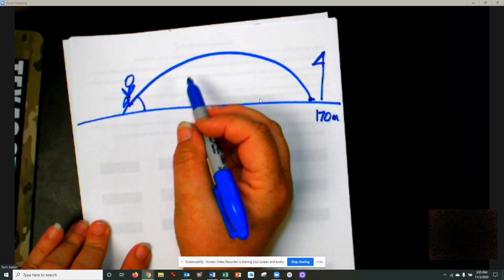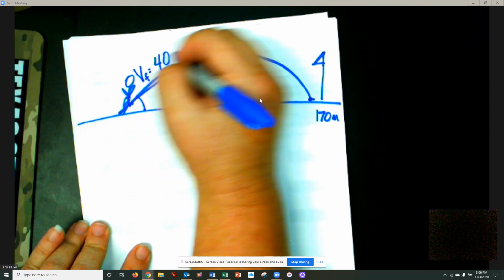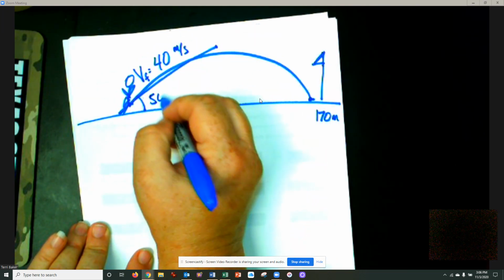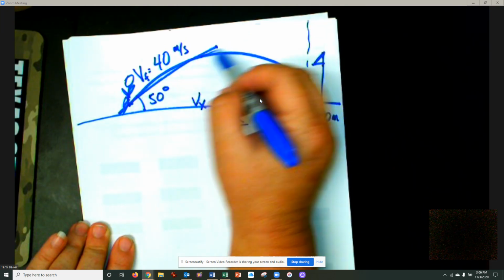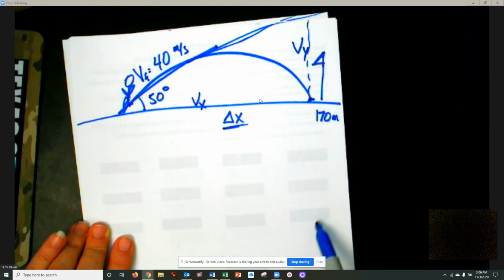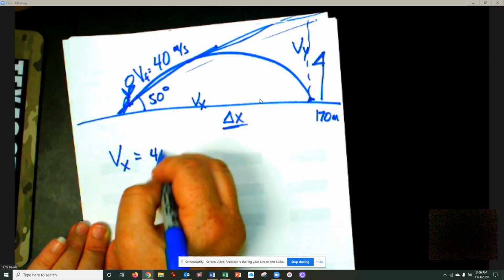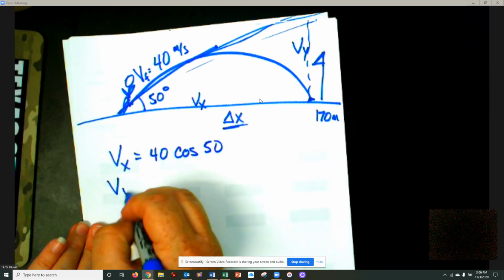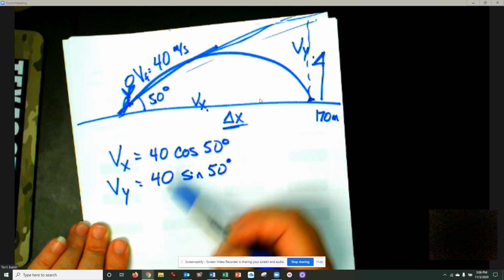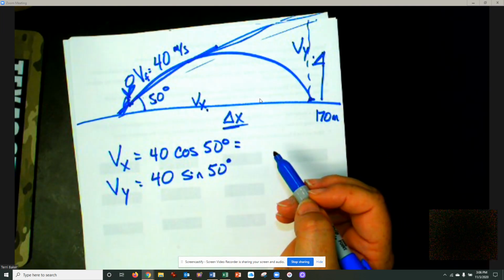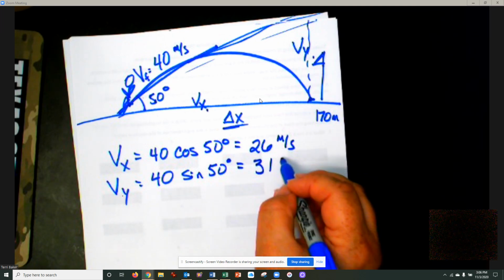So we know that the initial velocity is 40 meters per second, and we know it's a 50-degree angle. So in order to get to this, we need to know the velocity in the x direction, and we need to know the velocity in the y direction, and we know the angle, and we know the hypotenuse. So velocity x is going to be 40 times cosine 50, and the y direction is 40 sine 50. Opposite, this is the adjacent. So the answer is going to be 26 meters per second and 31 meters per second.